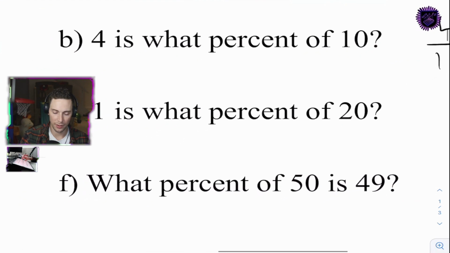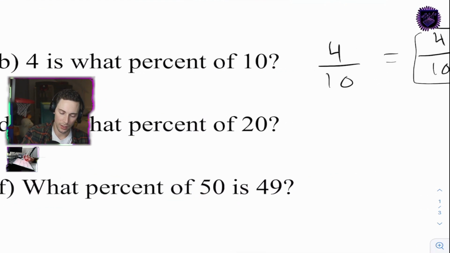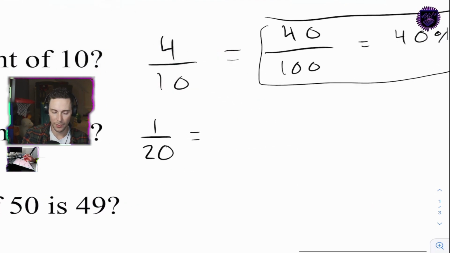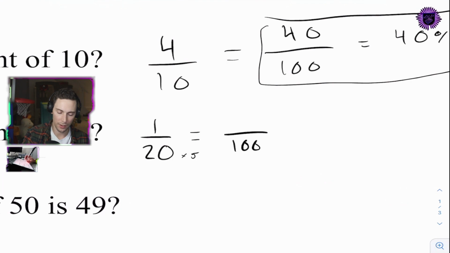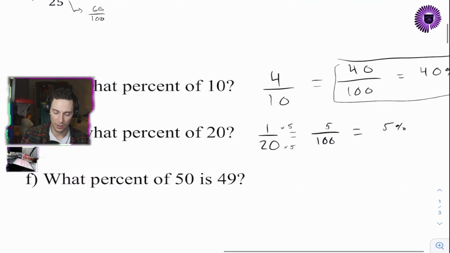1 is what percent of 20? 1 is the numerator, 20 is the denominator. It's going to be equivalent to something over 100. How do I turn 20 into 100? Multiply by 5. Multiply the top by 5 as well, so it's going to be 5 hundredths, and quite clearly we see that this is 5%. 1/20th is 5%.